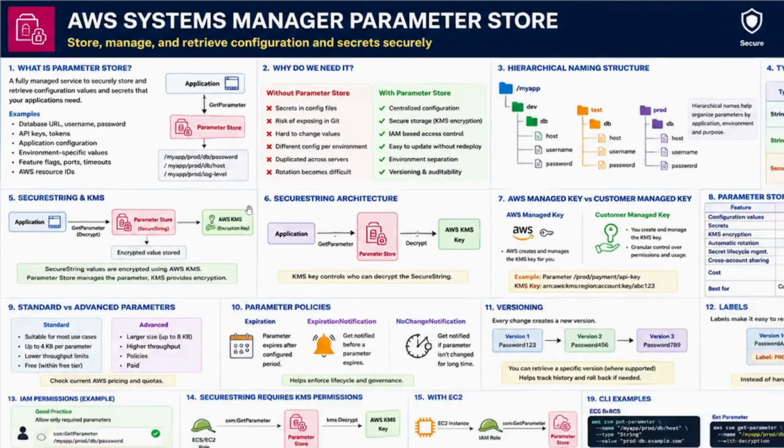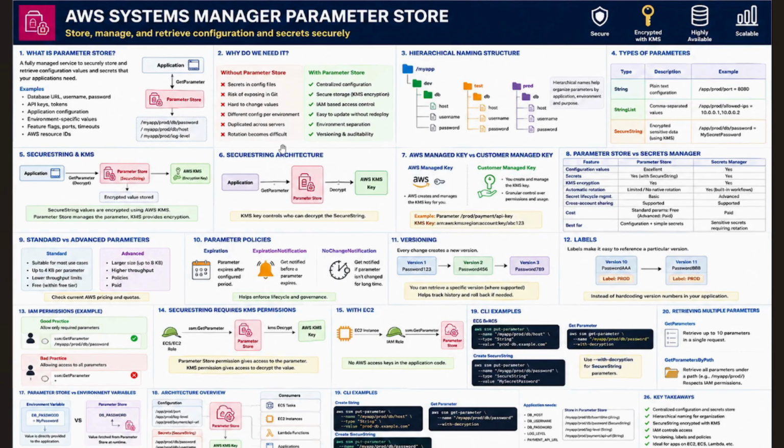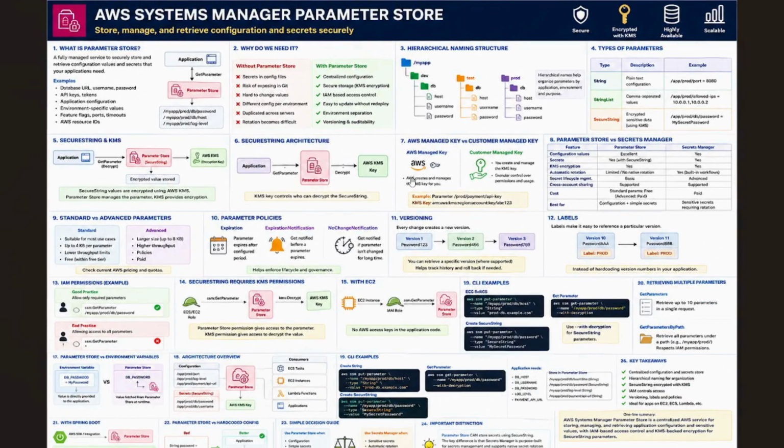So this was all about the AWS Systems Manager parameter store. Next video, we will take the example and try to use it in the Spring Boot application. Thank you so much. Have a good day.